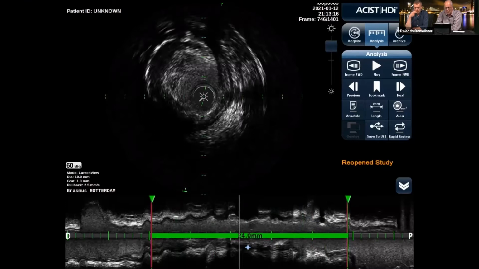Yes, absolutely. So in this case, the operator decided to use a 4 by 29 millimeter DES based on the availability of the stent size of this 4.0 device, and then we repeated the pullback.